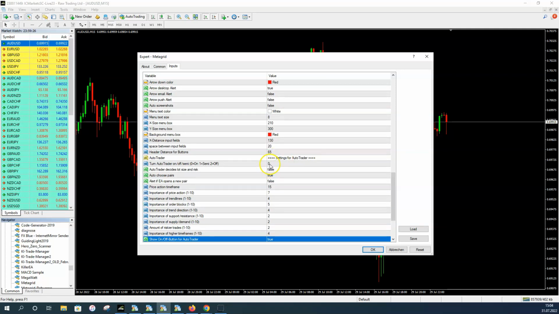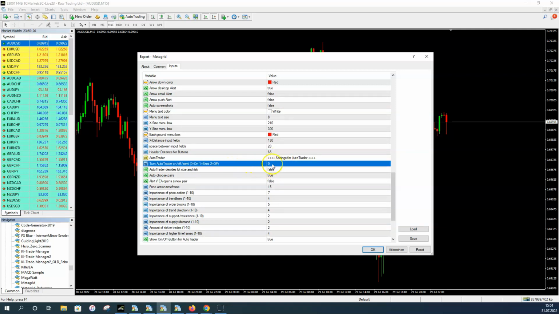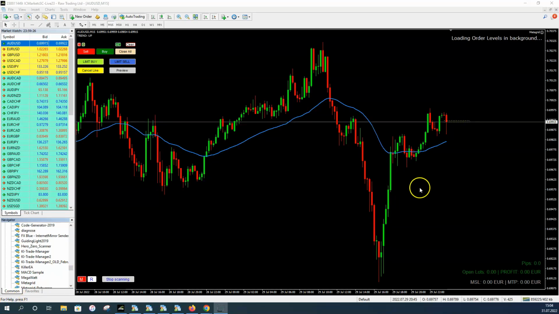We have activated it, like I told you before, I put a 0 here so that it's activated, and then we can click on OK to load Metagrid on the chart with the activated auto trader. I click on OK now, and you can see Metagrid is now on our chart. It tells us loading order levels in background, because the EA needs this for its trading.